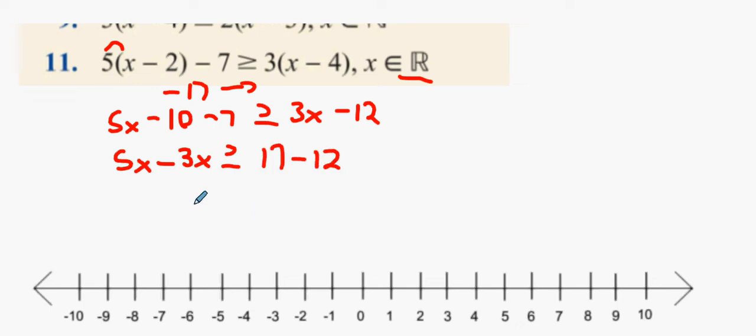Interesting. Right. 2x greater than or equal to 5. X greater than or equal to 2.5. So you've got a 2.5, which is here. And then just drag your line across. And there you go.